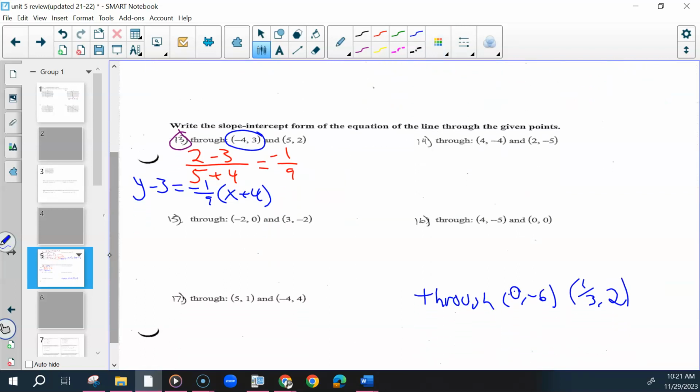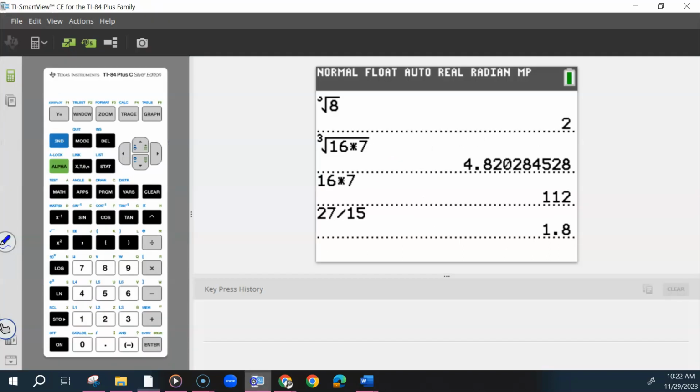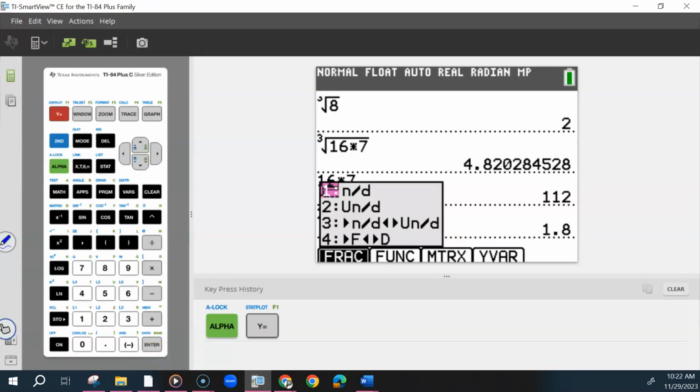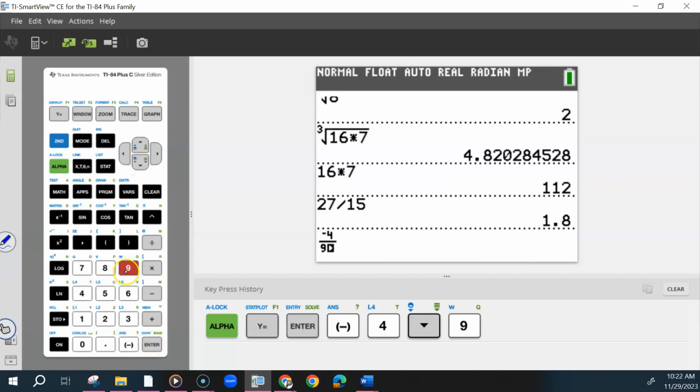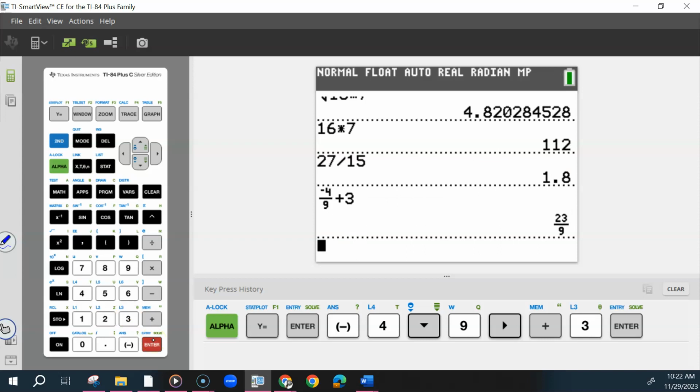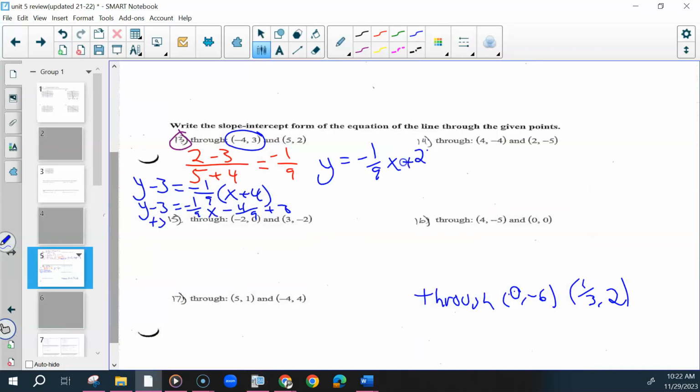And when we distribute, we're going to end up with a fraction y-intercept. -4/9. We would add 3 to it. And then whatever that is would be our answer. Sometimes you will get fraction y-intercepts, yes.